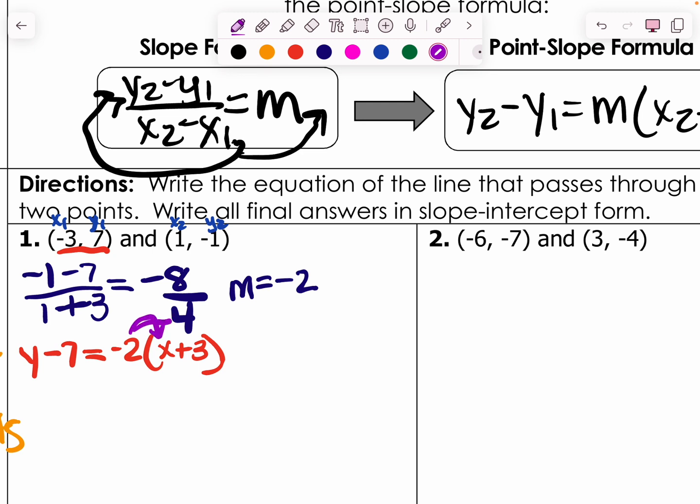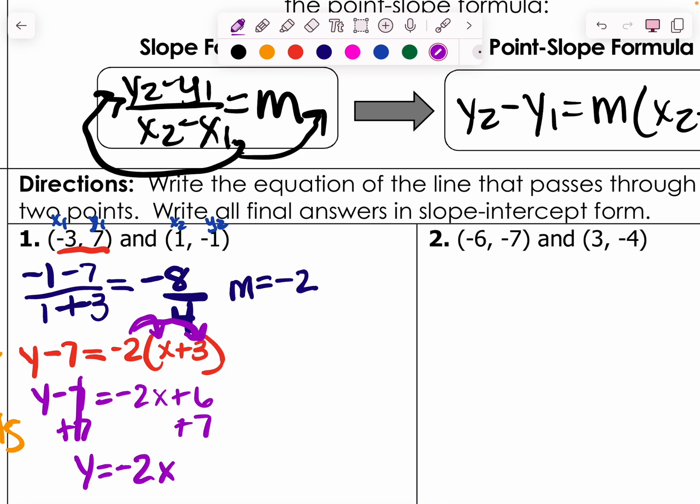Yep, good. So we distribute. So we get y minus 7 equals -2x plus 6. Now, we add the 7. Y equals -2x minus 15.